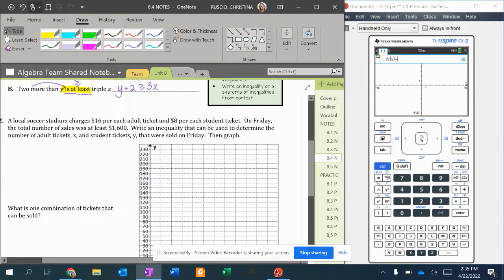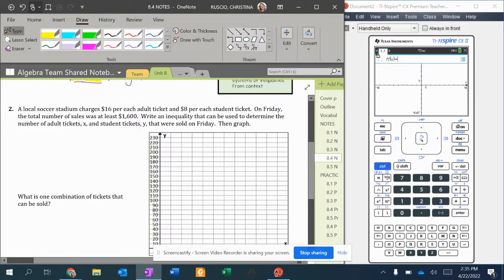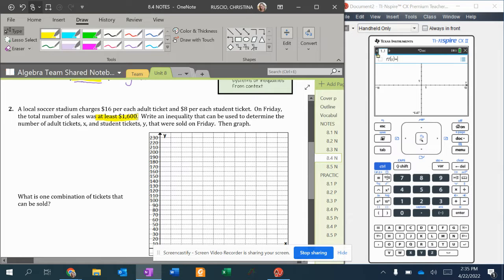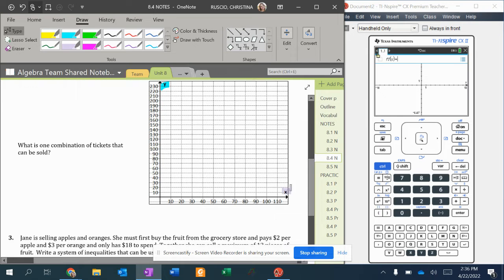Okay, let's look at number 2. A local soccer stadium charges $16 per adult ticket and $8 per student ticket. They had at least $1,600 in sales. It says write an inequality. I love when they say that. And I also love the fact that they told us that adult tickets are X and student tickets are Y. So actually, I'm going to color code this. Adult tickets are X and student tickets are Y. So that also helps us when we graph this as well.